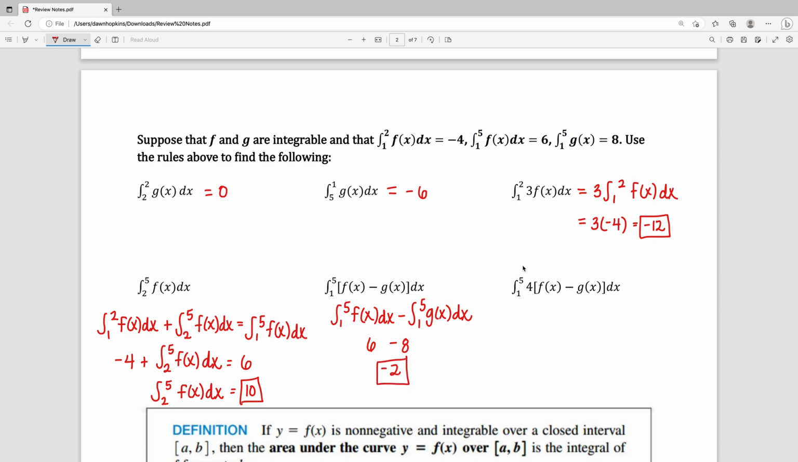And then the last one is very similar to the previous one, except you're multiplying the whole thing by 4. So again, you could write this as 4 times that entire thing. And we just found out that the integral from 1 to 5 of f of x minus g of x is -2. So we're just going to take 4 times -2, which is -8.